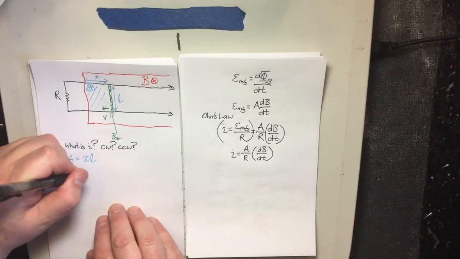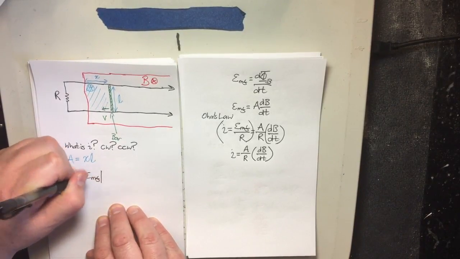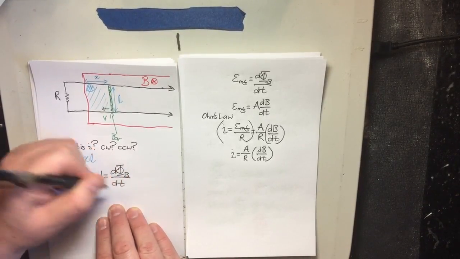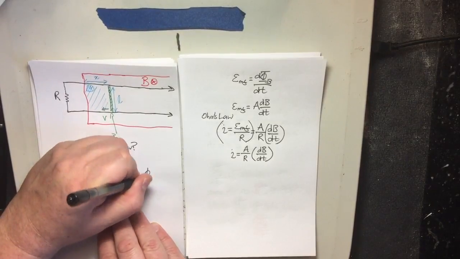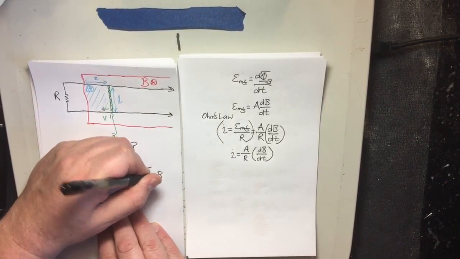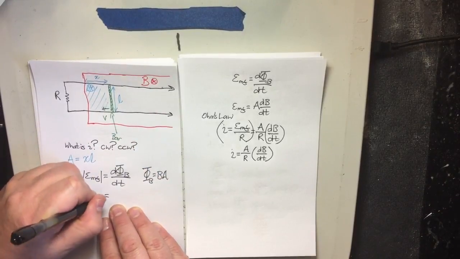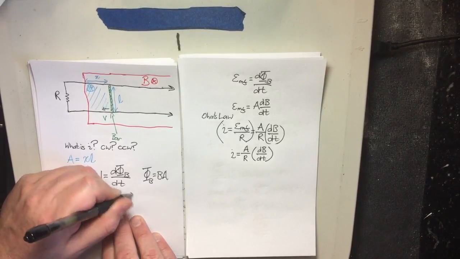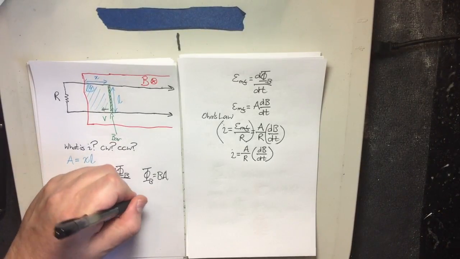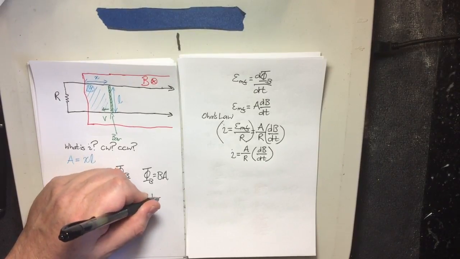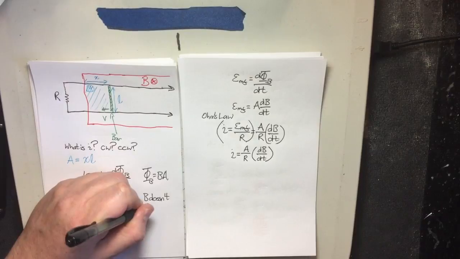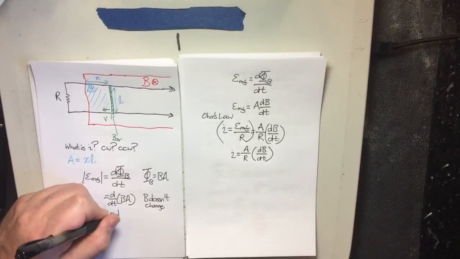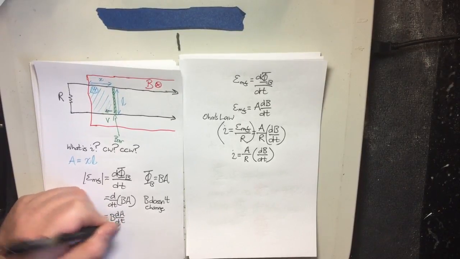and I go, well, what's the electromotive force? What's that magnitude? Well, that's dΦ_B/dt. But the next thing you know is that magnetic flux is equal to BA. So this becomes d/dt of BA. B doesn't change. So this becomes B dA/dt.